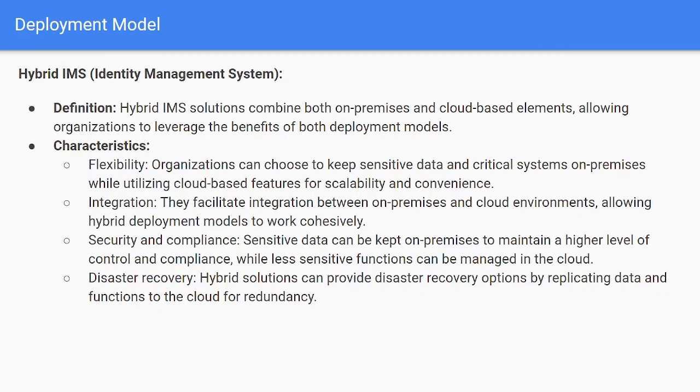Then disaster recovery. A hybrid solution can provide a disaster recovery option by replicating data and functions to the cloud for redundancy. So with a hybrid identity management system, you can have recovery. What you have on premise, usually people call it on prem, can be replicated and stored on the cloud. That way, it helps with redundancy in case something happens to the on prem. You still have the cloud to fall back on. You get.